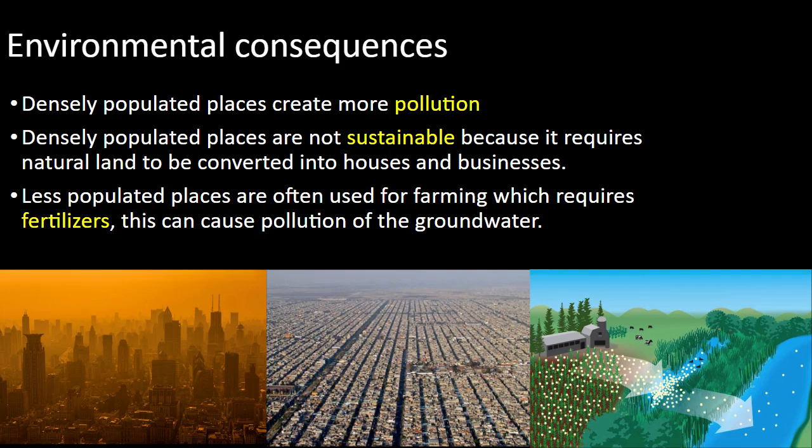Okay, environmental consequences. When you have a lot of people together, they're going to create a lot of concentrated pollution. So you're going to start seeing smog, like in this picture on the left. The air quality is bad. Like in China and Japan, people were wearing face masks long before COVID. They did it because of the smog.